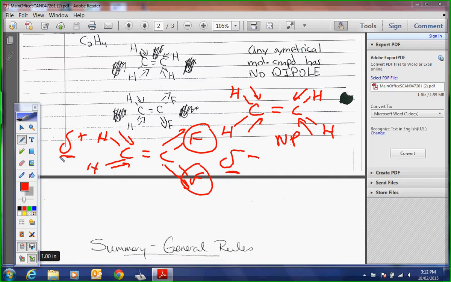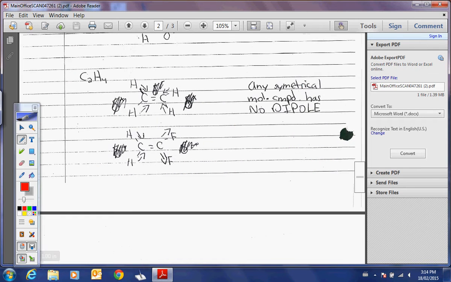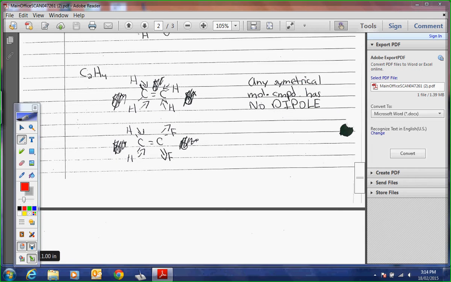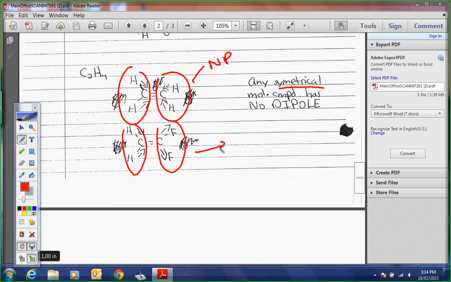Okay with that? Over here it says, in summary, any symmetrical molecule has no dipole. Symmetrical being like it looks the same on both sides. CH2, CH2, do you see how it looks symmetrical? Therefore, non-polar. CH2, CF2, oh, different, polar. Get that? Yes. Okay, so tomorrow we're going to look at putting that into practice.